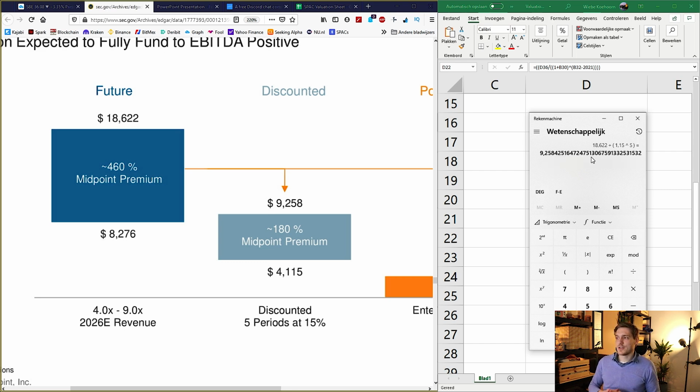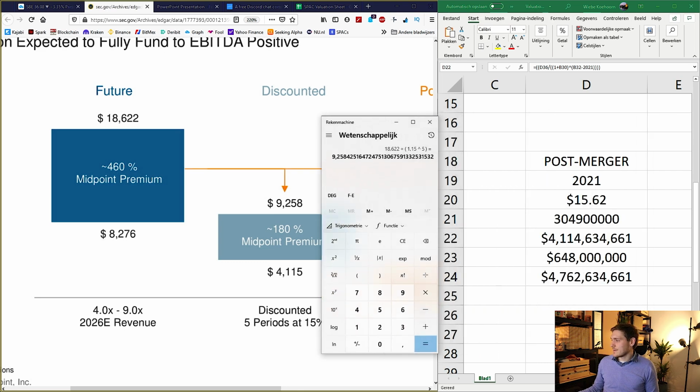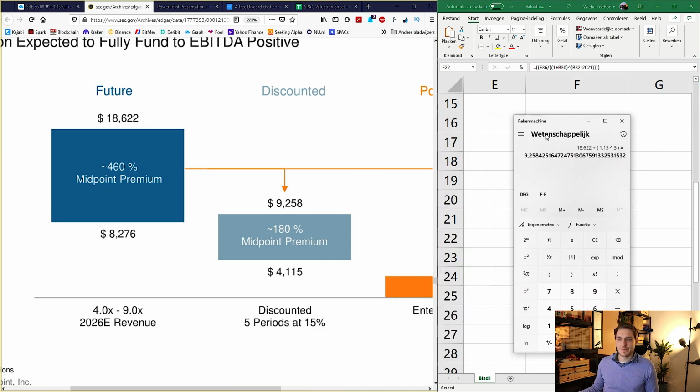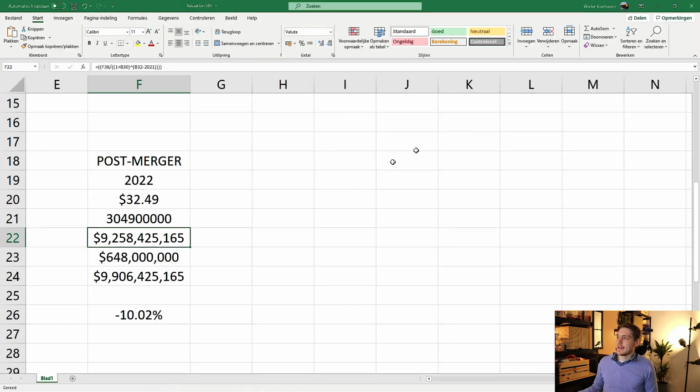Parentheses, and that is going to give you a discounted enterprise value of $9.3 billion more or less, which is the number in the calculator, the number in the investor presentation, and if it's all correct, then we're also going to see this number in the Excel sheet over here in the Discord. So that is the discounted enterprise value for the low end and the high end.